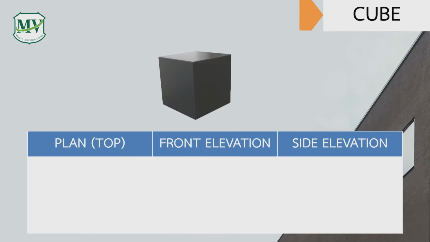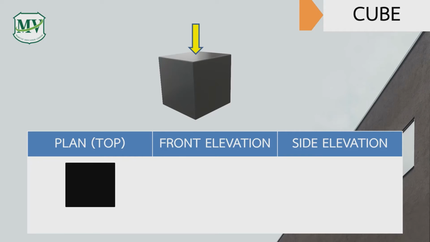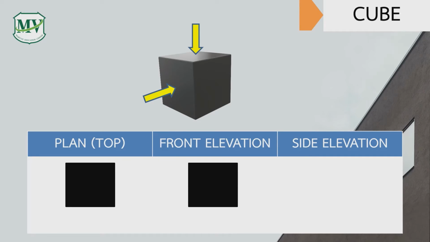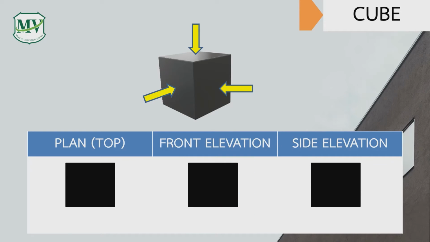Let's use another example of a three-dimensional object, which is a cube. If we look at the top of this cube, we can see a square. If we stand at the front of this object, we can also see a square. If we are at the side of this object, we can also see a square. From top view to front elevation and side elevation, we can see a two-dimensional shape, which is a square.